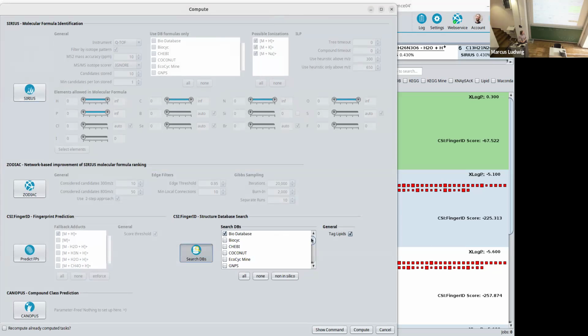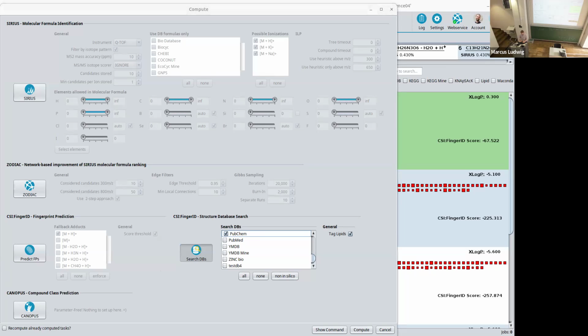And really, you can search in other databases if you don't get a good hit. In principle, the biodatabase is the combination of mostly all the databases here except PubChem, and it's usually a really good default. But if you have the feeling there is no good hit in this database, you can always search in PubChem, which is basically the biggest structure database we have.